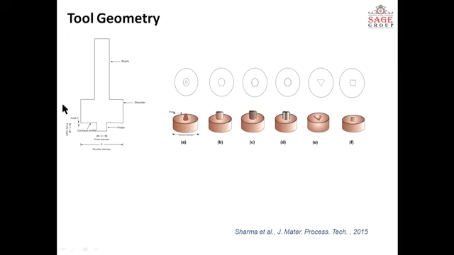So this is the simple tool, which you can see: this is the shoulder and this is the probe or pin, and there is a concave type profile. This is necessary to accommodate the softened material. So this is the basic tool geometry of the friction stir processing tool.